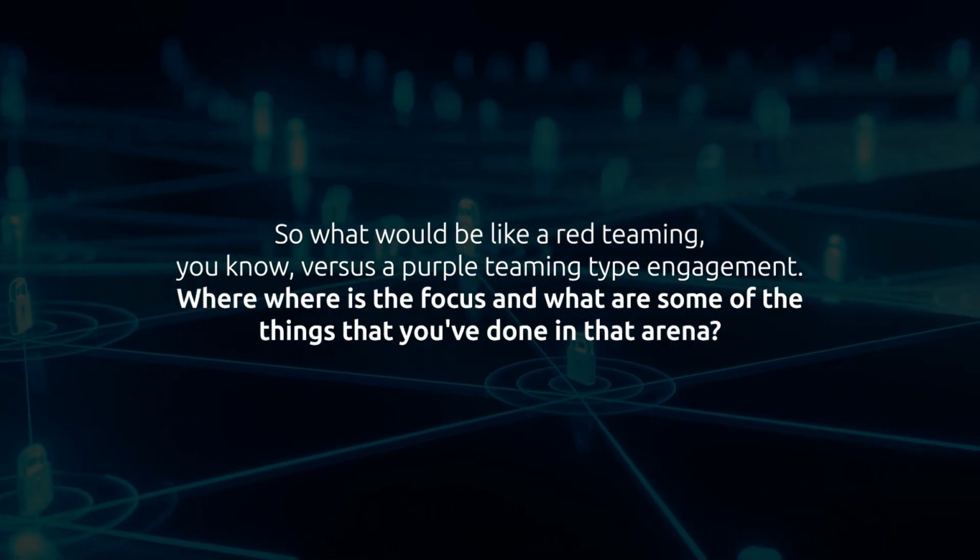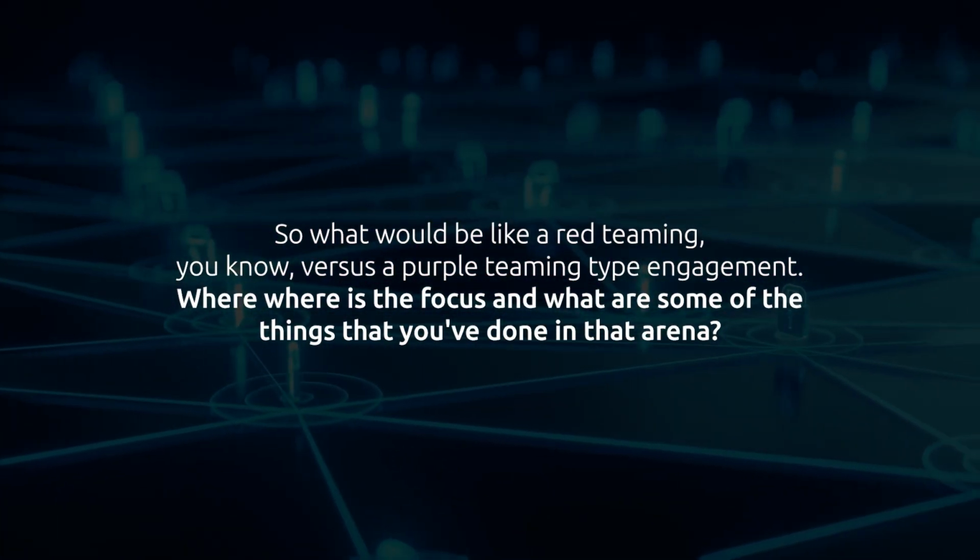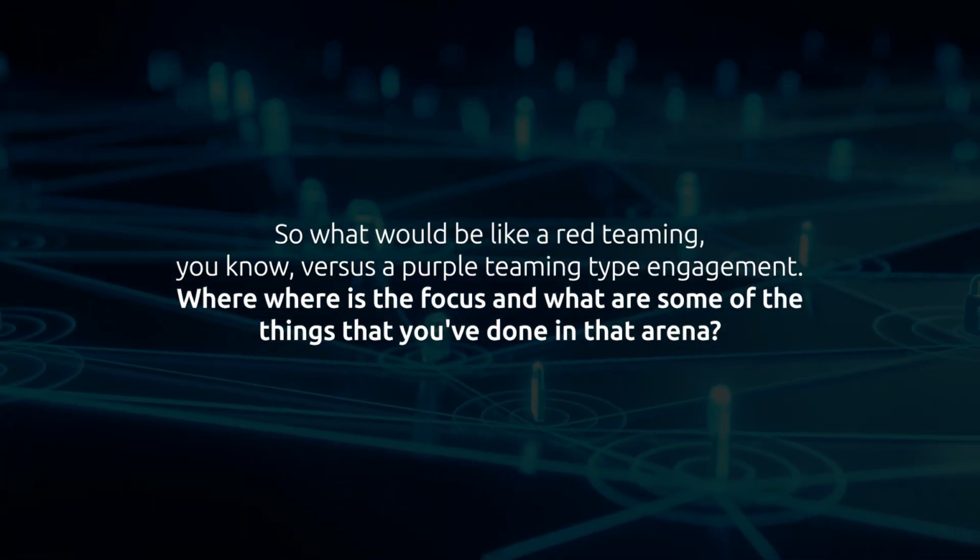So what would a red teaming versus a purple teaming type engagement look like? Where is the focus, and what are some of the things that you've done in that arena? Yeah, sure. As far as red teaming goes, that's typically objective based, right? So maybe we are an insurance technology company, and we built some algorithm that allows us to process claims, say, 5 times faster than our competitors. The point is maybe our IP is that algorithm we've developed. With a red team engagement, being objective based, the goal would be to gain access to that algorithm, right?